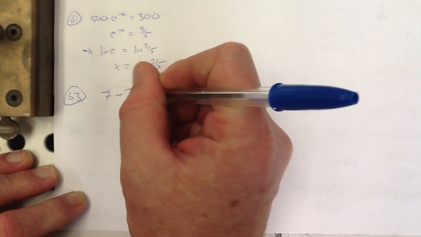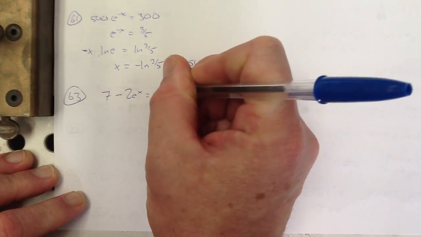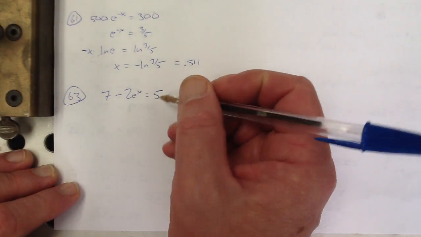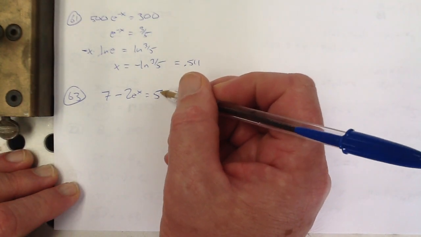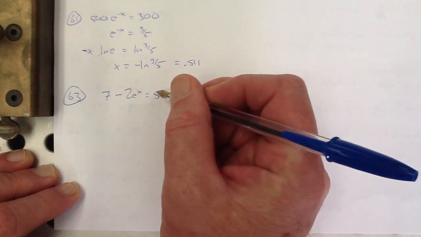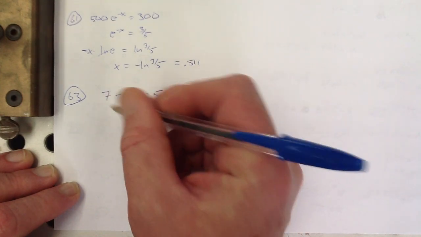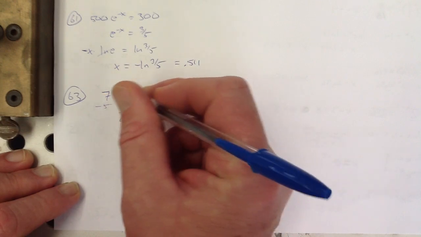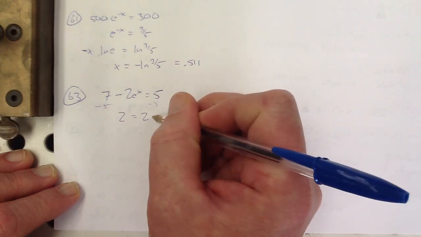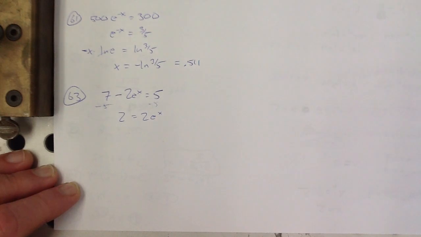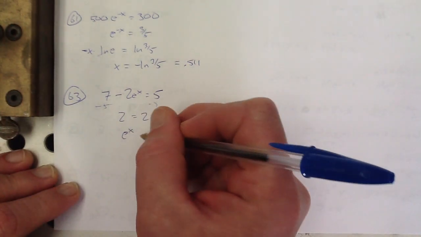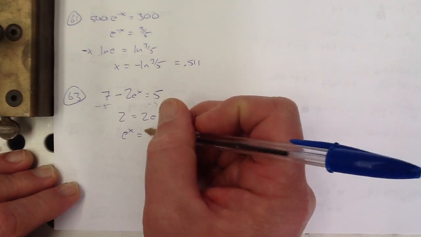7 minus 2 e to the x equals 5. So a little bit of two-step algebra kind of action here. So let's see, that means I'm going to subtract this 5 over here, and then I'm going to add this to the other side because I'd just rather not have it be negative, right? Okay with those moves? I hope so.